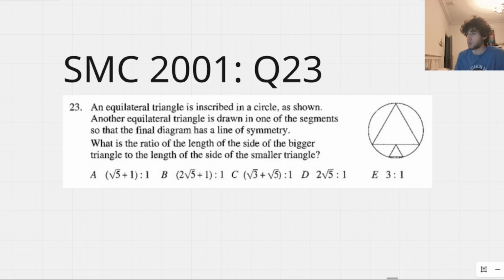So anyway, an equilateral triangle is inscribed in the circle as shown. Another equilateral triangle is drawn in one of the segments so that the final diagram has a line of symmetry. What's the ratio of the length of the side of the bigger triangle to the length of the side of the smaller triangle? Okay, so ultimately we have these two equilateral triangles.